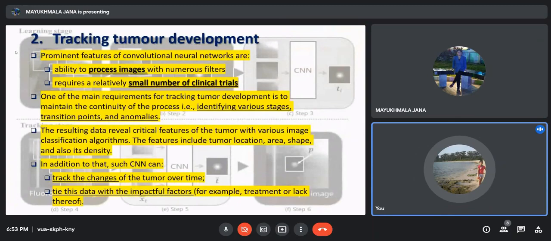Convolutional neural networks have the ability to process images with numerous filters, can be trained to identify common anatomical patterns, and require a relatively small number of clinical trials. For the above mentioned reasons, they are suitable for applications such as tracking tumor development and also in medical image analysis. In this slide, we will present the role of neural networks for tracking tumor development. There are multiple layers in the convolution section which help to sequentially identify the critical features of the tumor, which include tumor location, area, shape, and also its density. These data serve as an impactful factor for identifying the stages of a tumor, the transition points, and the anomalies.